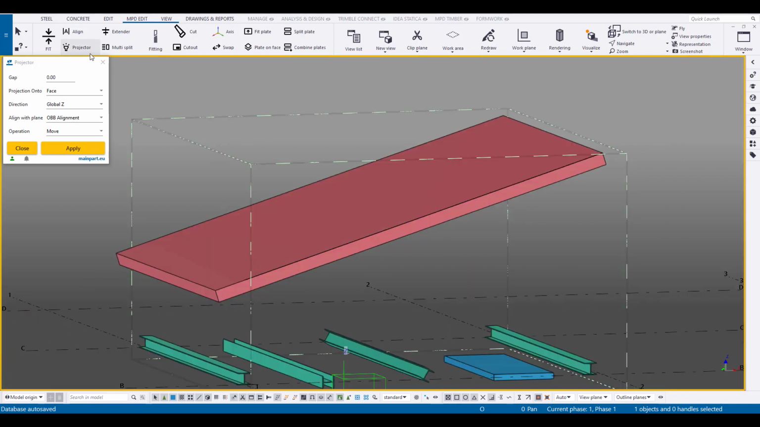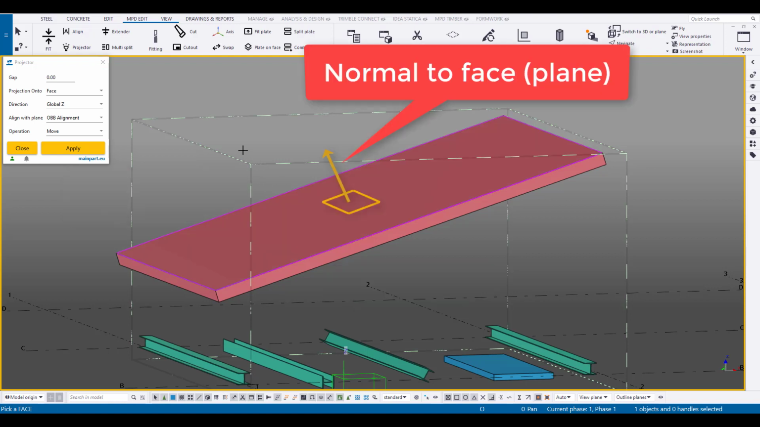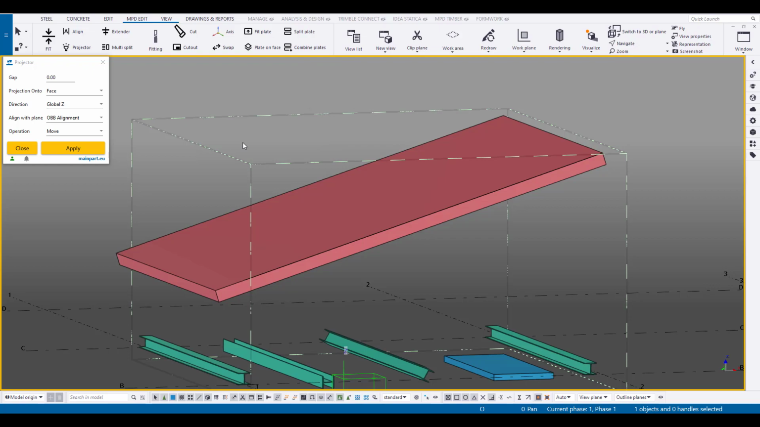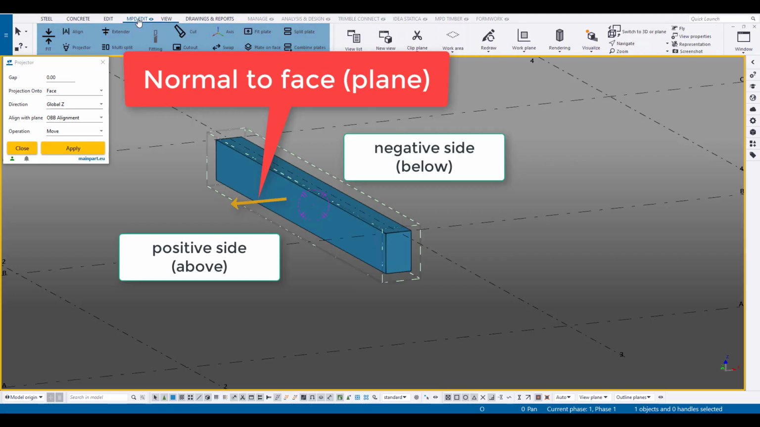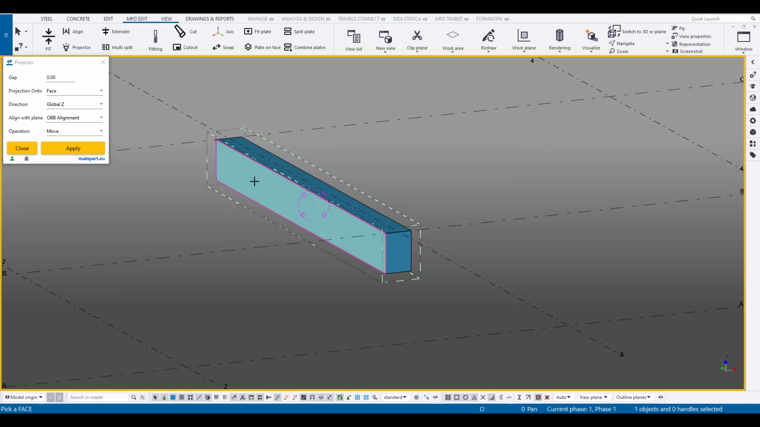To understand how the following options work, consider the faces of the part. The outer side of a face is defined as positive, and the inner side as negative. This can be visualized with a vector, normal, directed perpendicularly outward from the plane of the face. Thus, the outer side of the face is the positive or top side of the plane.